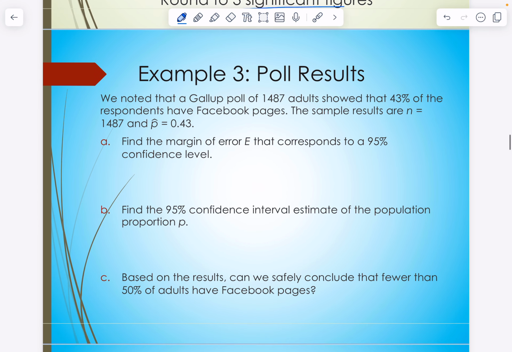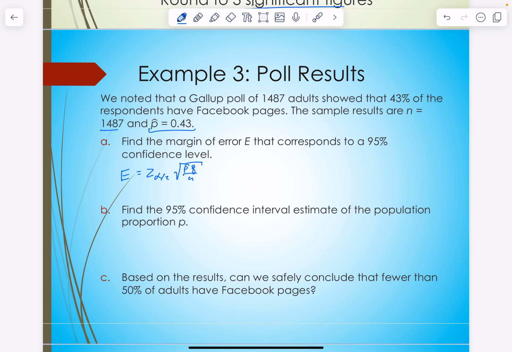Okay, here is an example. We noted that a Gallup poll of 1,487 adults showed that 43% of the respondents have Facebook pages. The sample results are n equals 1487 and p hat is 0.43. Find the margin of error that corresponds to the 95% confidence level. The margin of error is this: E equals z alpha over 2 times the square root of p hat q hat over n.